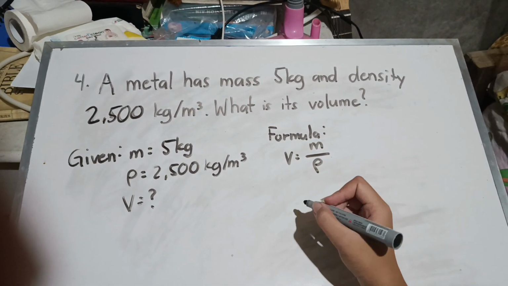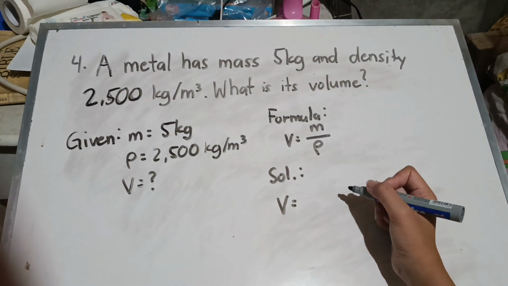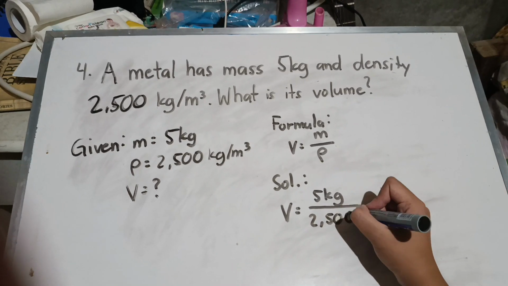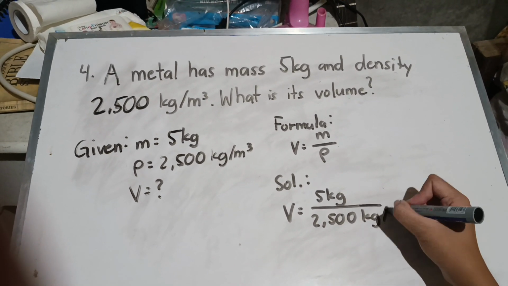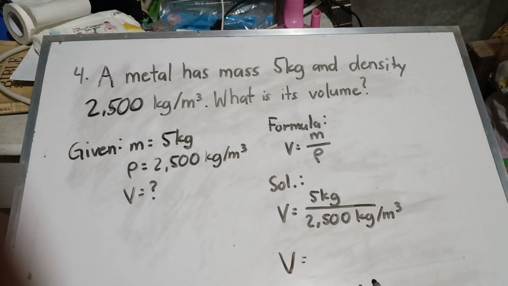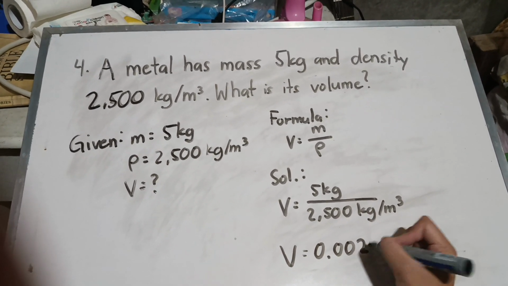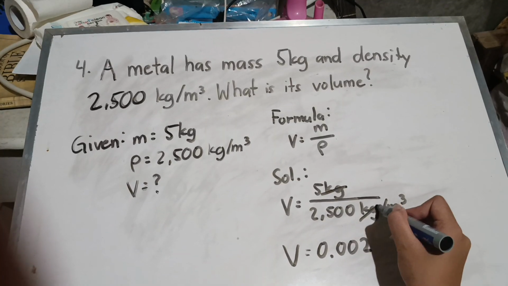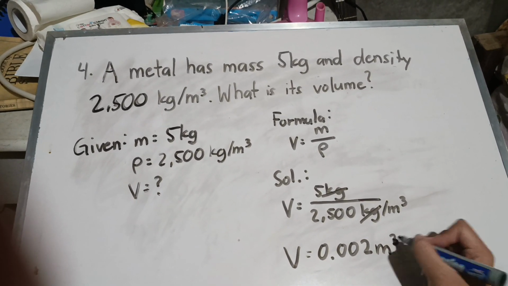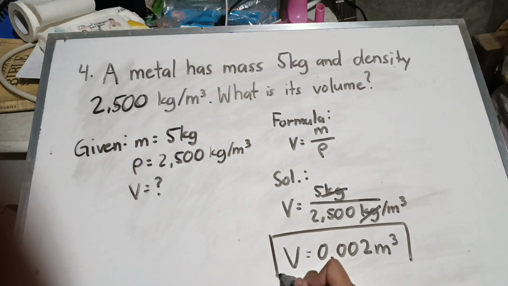Now, let's substitute and solve. Volume is equal to our mass, which is 5 kilograms divided by our density, which is 2,500 kilograms per cubic meter. So 5 divided by 2,500 equals to 0.002. And for our unit, we cancel kilograms, so cubic meter is left here with us. So our final answer is 0.002 cubic meters.